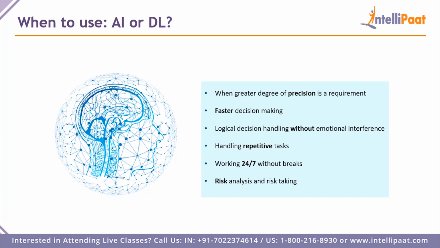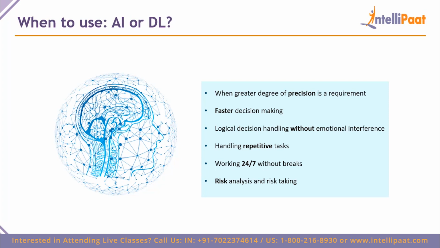So you will be using artificial intelligence when there is a huge requirement for precision, guys. If something needs to be very precise, let the machines do it, because at the end of the day there can be some human error in the field. Then if we require faster decision making, where humans can be slow at a couple of calculations, then artificial intelligence is the way to go. If you have logical decision handling skills which do not require any sort of emotional interference, then pretty much AI is the way to go again.